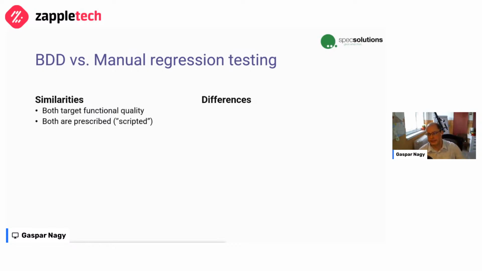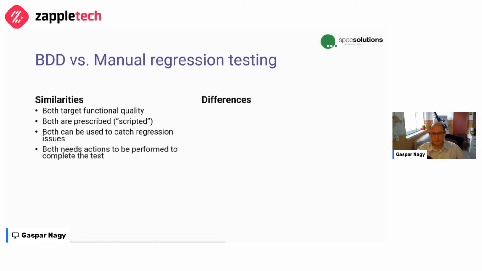So you decide upfront what you want to check, and this is what you will execute at the end. So both of them are really working like that, and both of them can be used to catch regression issues. I think in the long term, that's the main purpose of both kinds of testing, and for both, you will need to perform multiple different actions on the system under test to be able to verify whether it works correctly or incorrectly.